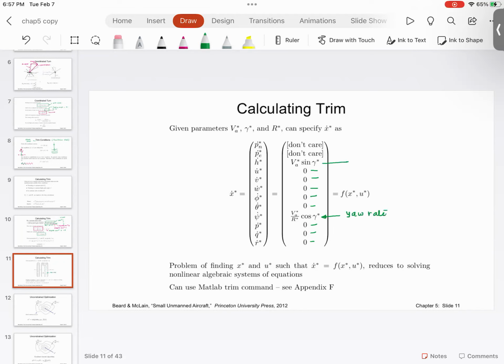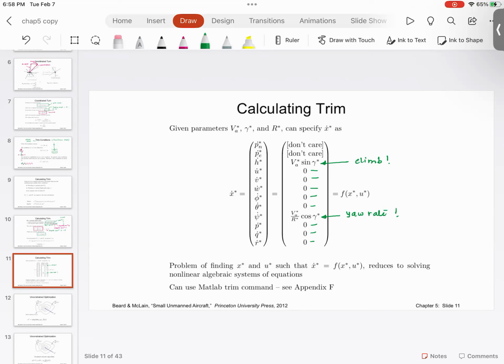And this is indicating the climb. This is yaw rate. And then please understand, the first two terms, which are Pn dot and Pe dot, because Pn dot is the forward acceleration and Pe dot is the east acceleration, we are okay with whatever we get.